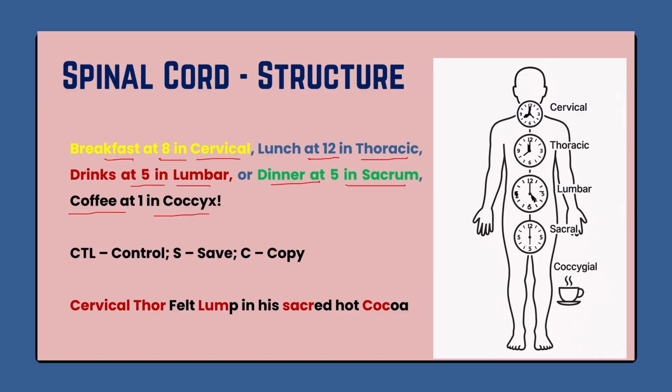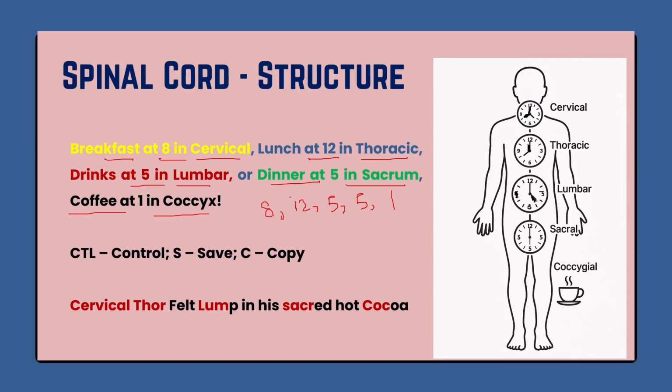In cervical, lunch at 12 in thoracic, drinks at 5 in lumbar, or dinner at 5 in sacrum, and finally, coffee at 1 in coccyx. Okay, so you can remember it by the time, which is 8, 12, 5, 5, and then 1. In case you forget to remember the name of the cafes, I have another 2 tricks for you.